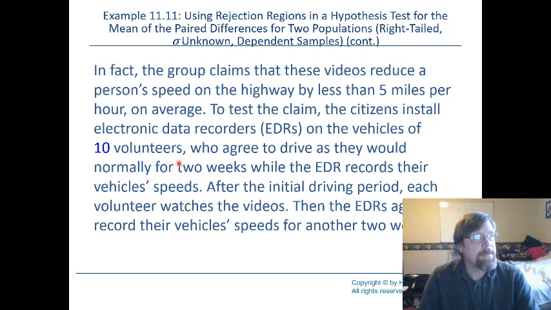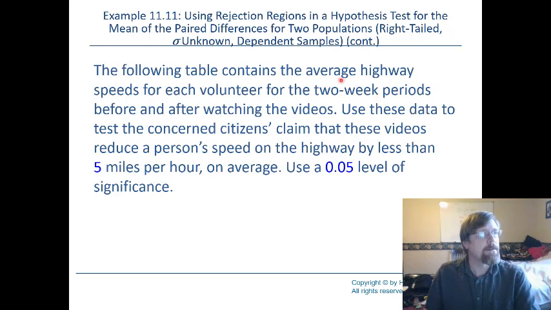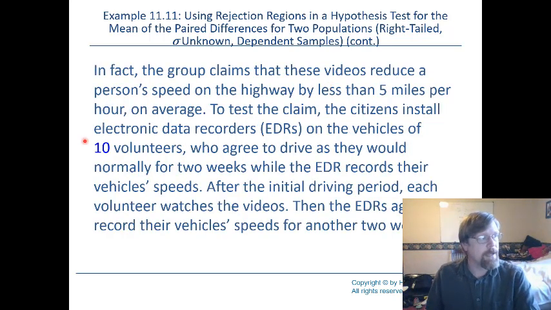The group claims that the videos reduce the speed by less than 5 miles per hour on average. So they've installed electronic data recorders on the vehicles of 10 volunteers. So we should have 10 pairs of data. They'll drive normally for 2 weeks, record their speeds, and then they watch the videos and then record the speeds for another 2 weeks. So we've got 10 pairs. Got an average speed for 2 weeks before, average speed for 2 weeks after. We're looking at the difference.